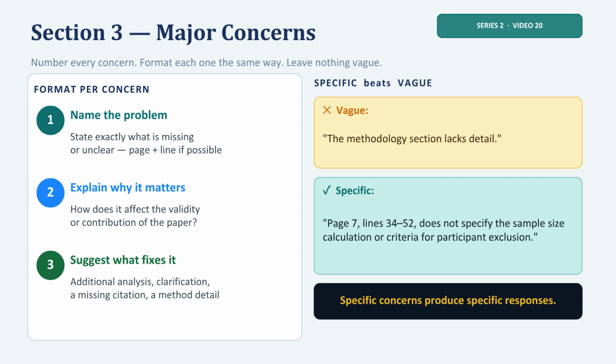Page and line references make concerns actionable. Instead of "The methodology section lacks detail," write "The methodology section, page 7, lines 34 to 52, does not specify the sample size calculation or the criteria for participant exclusion." Specific concerns produce specific responses.